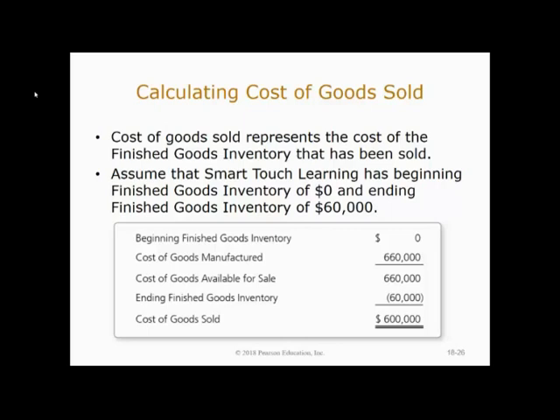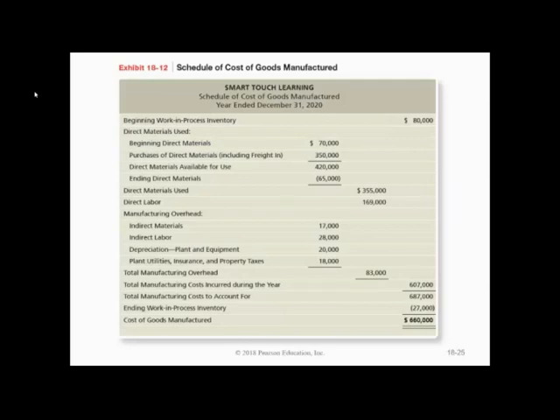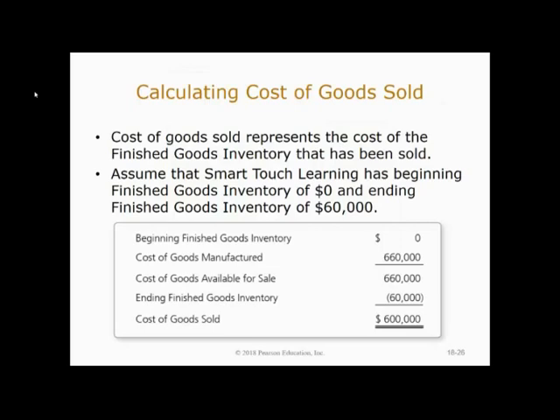You add to it your cost of goods manufactured, which I'll back up for a slide here, was found at the end of the Schedule of Cost of Goods Manufactured. And that gives you the total amount of stuff you could have sold. So SmartTouch had 0 inventory, must be a new company. And you add to it the cost that you incurred to manufacture goods that were finished during the period and therefore could have been sold. You get your cost of goods available for sale of $660,000.